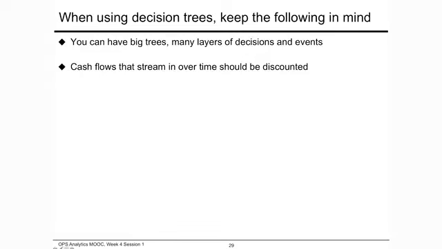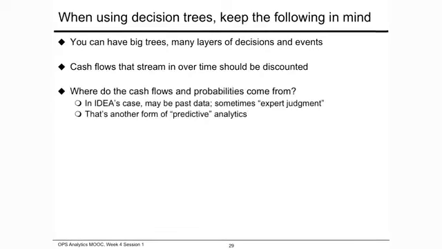Where do the cash flows and probabilities come from in the first place? Sometimes it comes from past data. For example, maybe IDEA had sold tents similar to the Cruisebär in previous years. Sometimes it comes from expert judgment. But in either case, these are predictions about cash flows and probabilities, and that's a form of predictive analytics that we've touched on already in week 1.